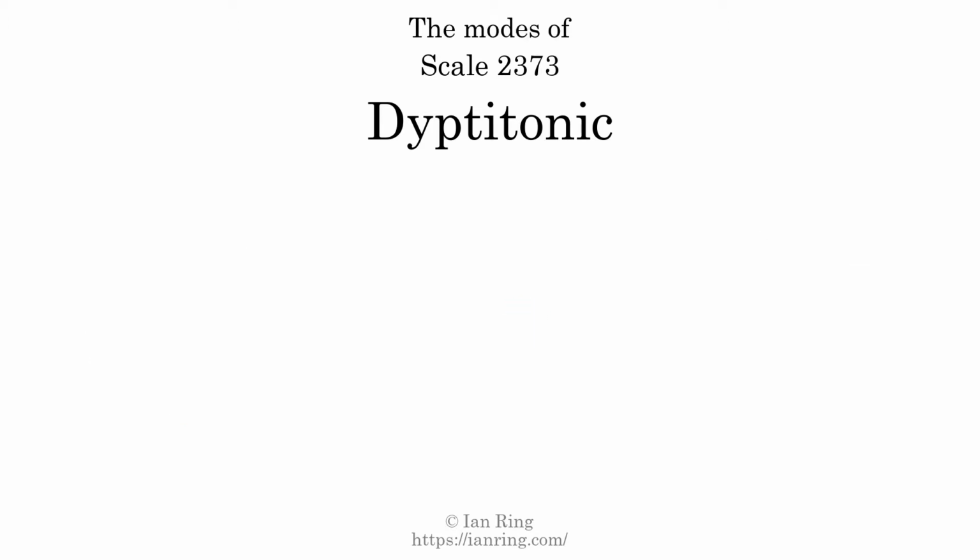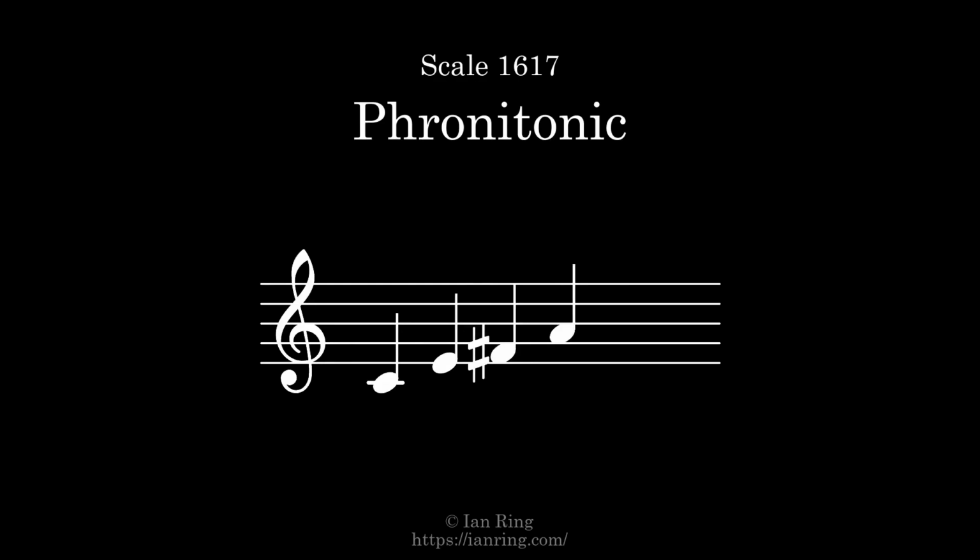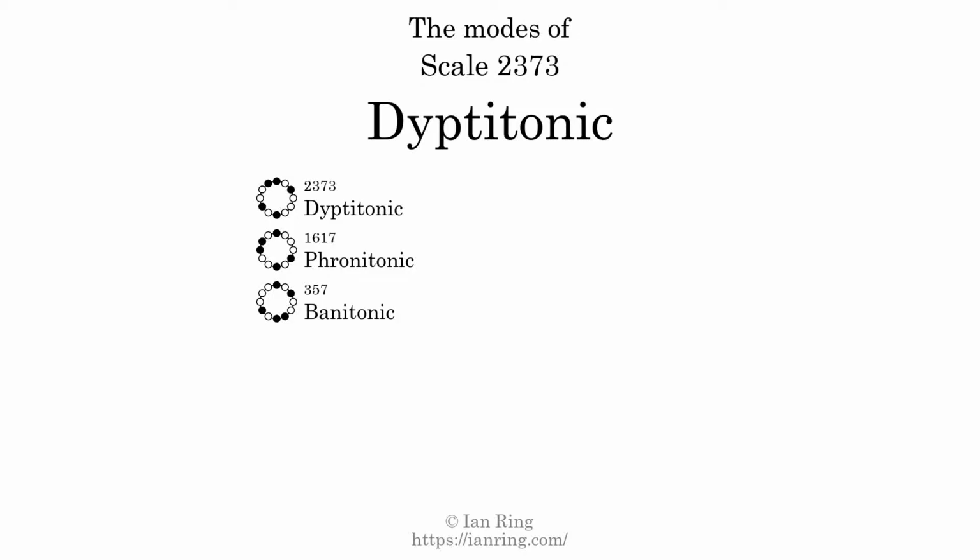This scale has 5 modes. The first mode is itself. The second mode is scale 1617, also known as phronotonic. It sounds like this. The third mode is scale 357, also known as banatonic. It sounds like this.